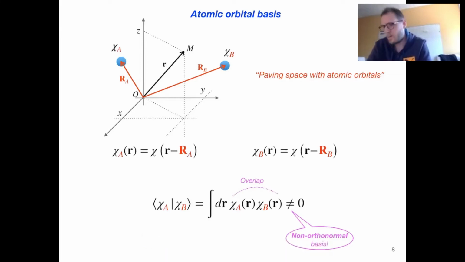And when we move on to molecular orbitals, that will be something different. It is important to know this because it will have an impact on the way we write things in what I will call later on second quantization. We usually don't write second quantization in the atomic orbital basis. We use the molecular orbital basis instead.